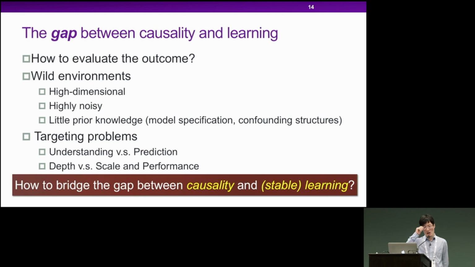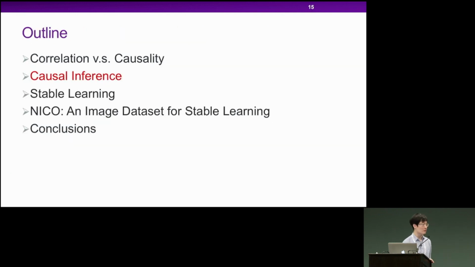In the later part, I will first introduce some representative paradigms and research works on causal inference. And then we come to how we can bring this kind of causality into stable learning. And also we introduce a benchmark data set to support stable learning, okay? So this is the first part, the motivation. Are there any questions here?